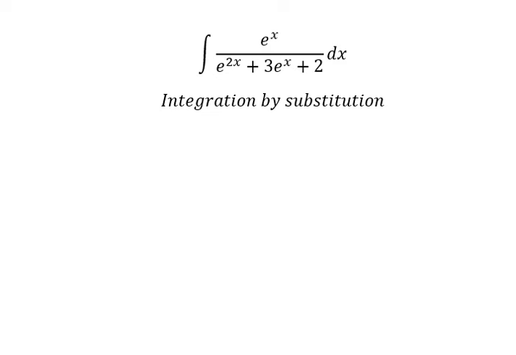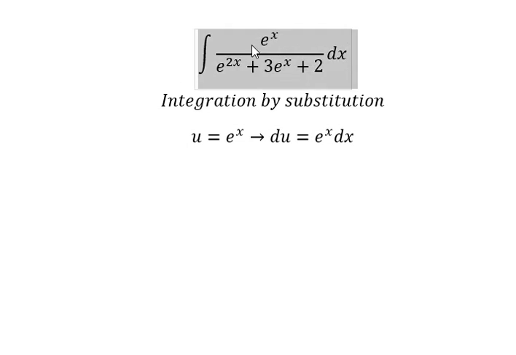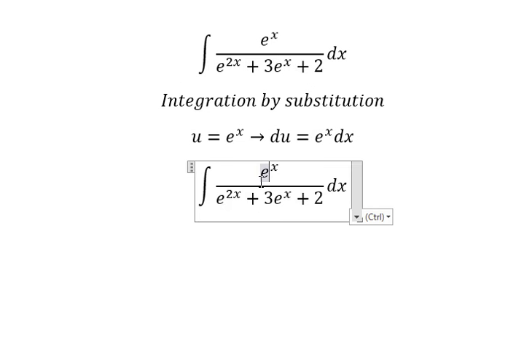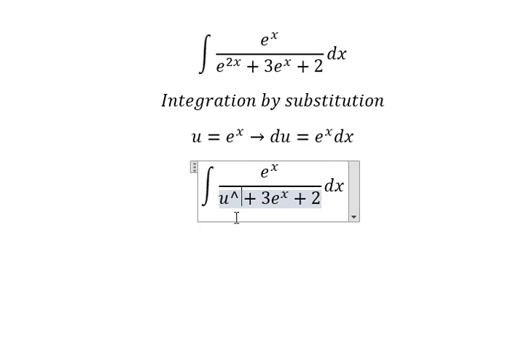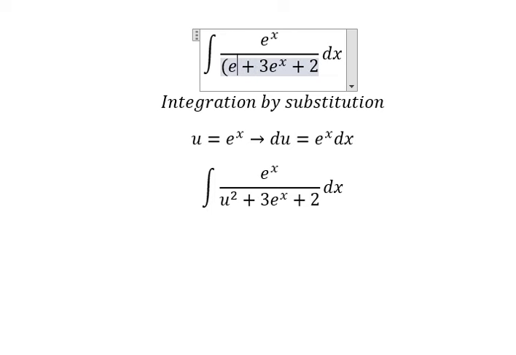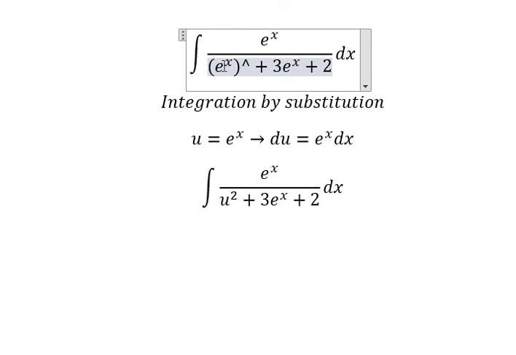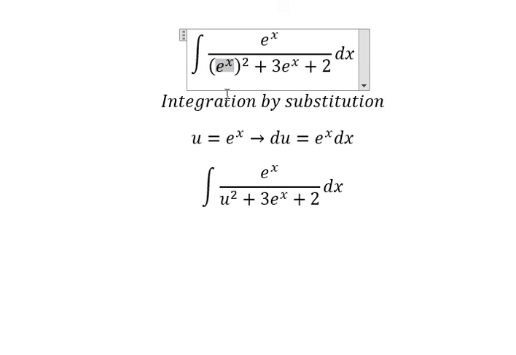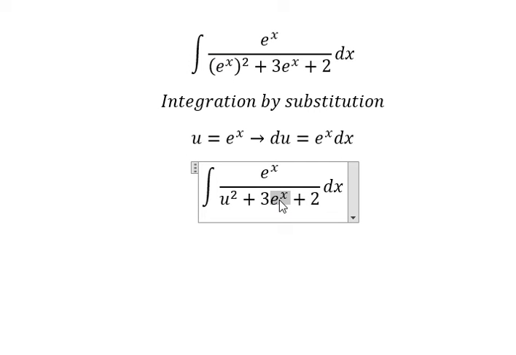So I will put u equals e to the power of x. After that, we need to first take the derivative of both sides, and we have it like this. This one we change to u squared, because we have the number 2 with x, that is e to the power of x, everything to the power of 2. That's why we change this one into u. This one we change to u. e to the power of x dx we change to du.